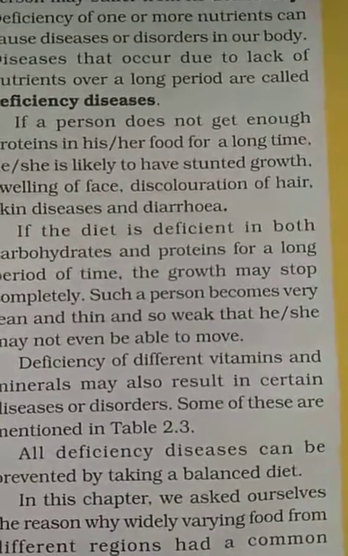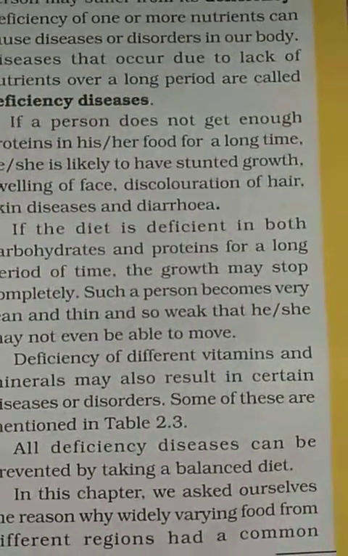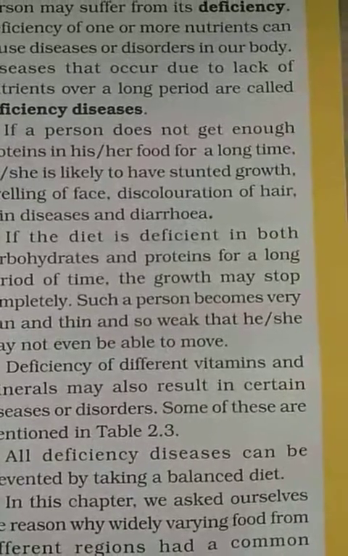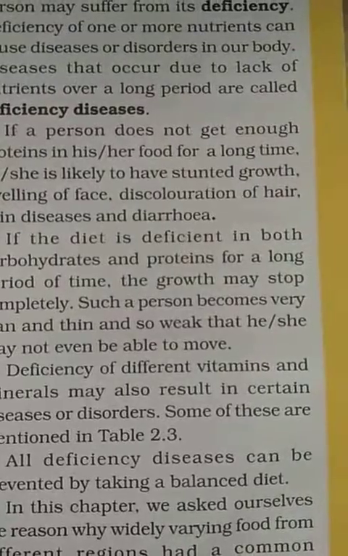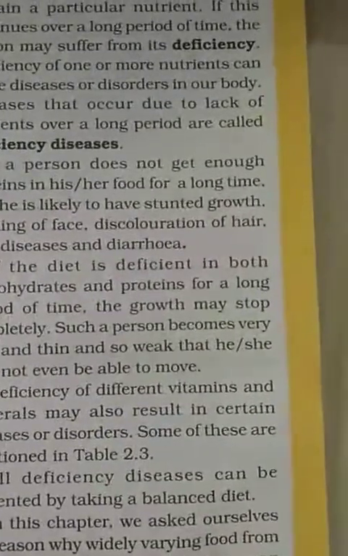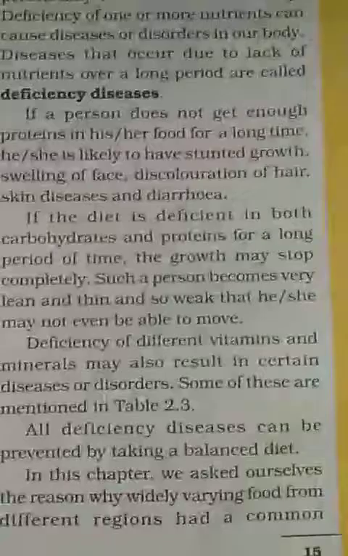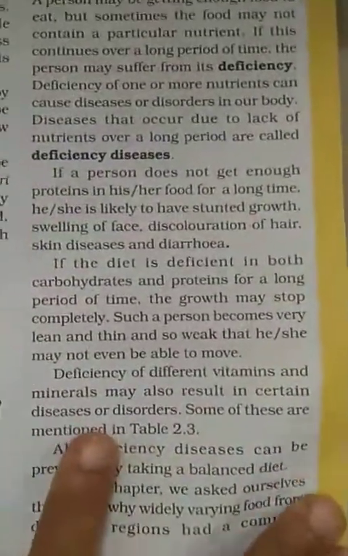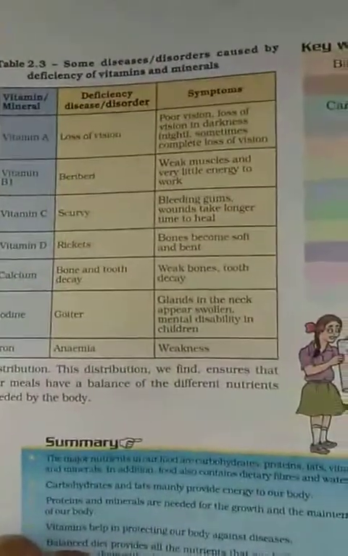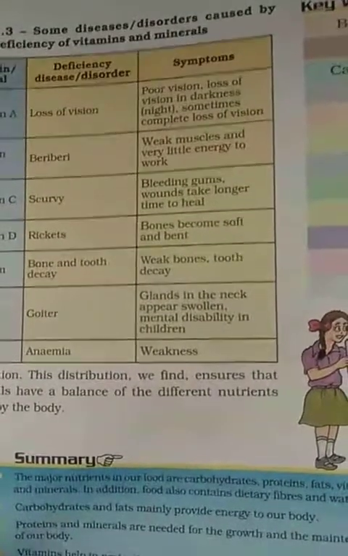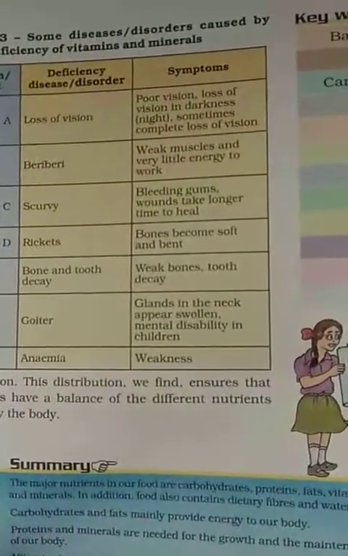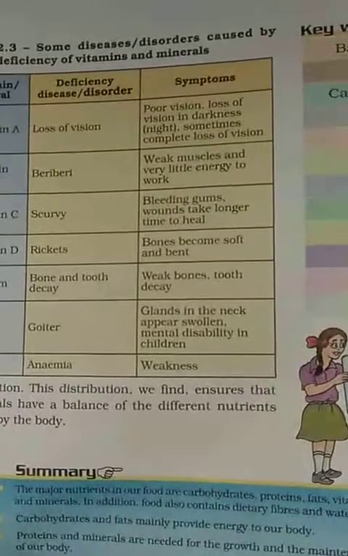Deficiency of different vitamins and minerals may also result in certain diseases or disorders. Some of these are mentioned in the table. All the deficiency diseases can be prevented by a balanced diet. See, here the table is given: the vitamins or the minerals, the deficiency diseases or disorders, and the symptoms of these diseases. We'll study this.